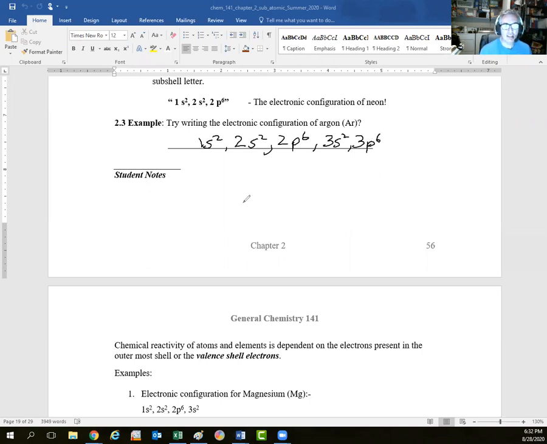And we did that without memorizing anything. We just followed the shape of the periodic table. The left-hand block representing the S subshell, the right-hand block representing the P, and that middle transition block representing a D subshell.